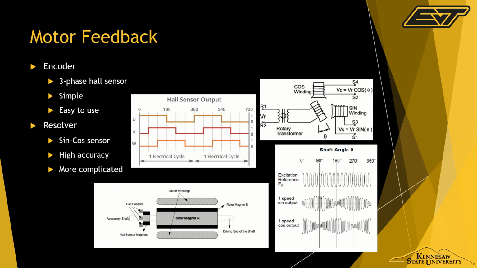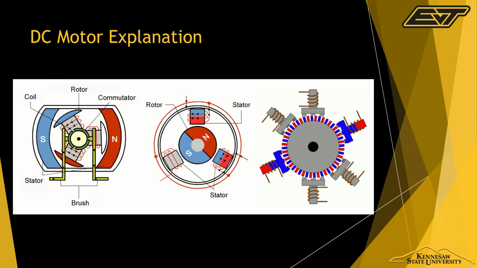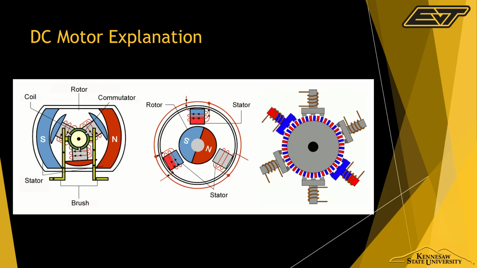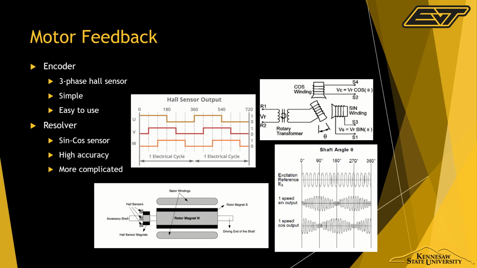So now we're going to get into motor feedback. When you have either an AC induction motor or a brushless DC motor, you really need to have motor position feedback. And the reason why is because the RPM can change versus the load. Now, there's two types of motor feedback. There's an encoder and a resolver.